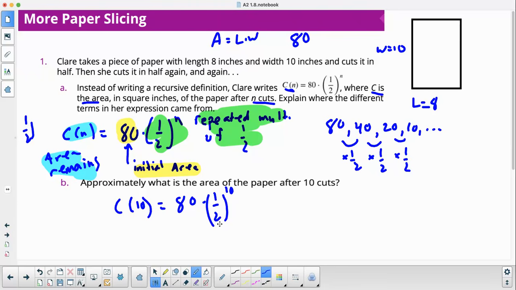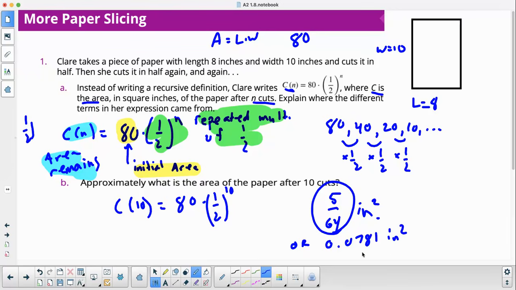I don't even think that my calculator will give me a fraction. Oh yeah, it will. It's actually 5 out of 64. 5/64 is my area, and that's square inches, I believe. As a decimal, it was 0.0781 square inches. I prefer the 5 over 64 because the decimal I had to round. Fractions are always better than decimals because they're more exact.